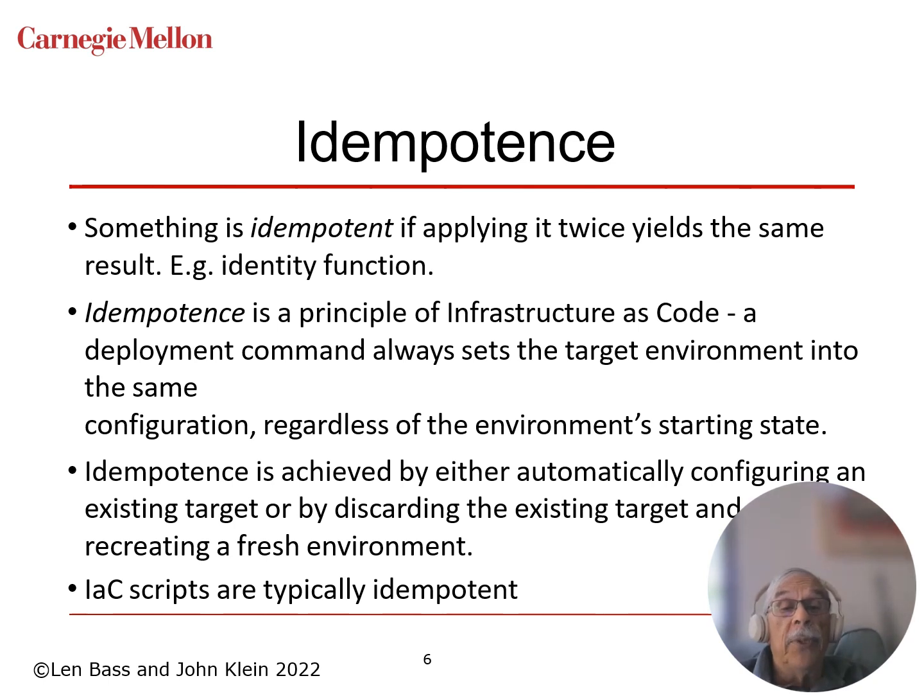So a deployment example: a deployment command always sets the target environment into the same configuration, regardless of the environment's starting state. So sometimes the scripts have to be sufficiently intelligent to look at the starting state and say, do I delete what's there now? Can I update what's there now? And so on to achieve idempotence. It's achieved by either automatically reconfiguring an existing target or by discarding the existing targets. And IaC scripts are typically idempotent.